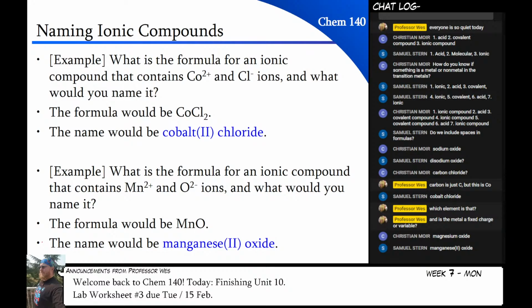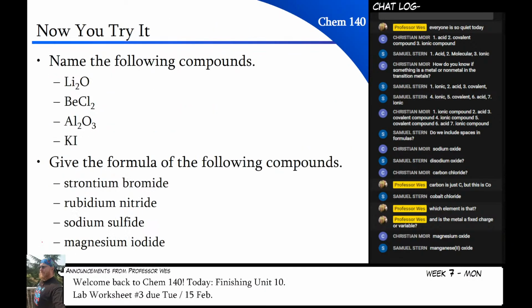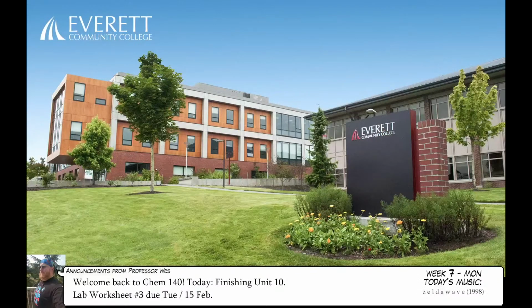All right. So there was page 1, there was page 2. We'll do polyatomic later. That's where we're going to leave it. So I'm going to put this back up on the screen.